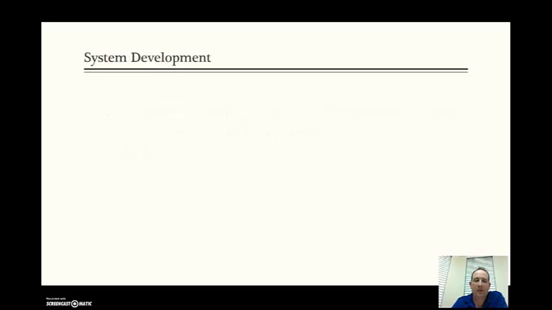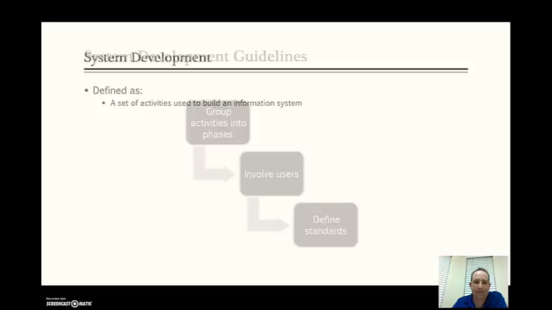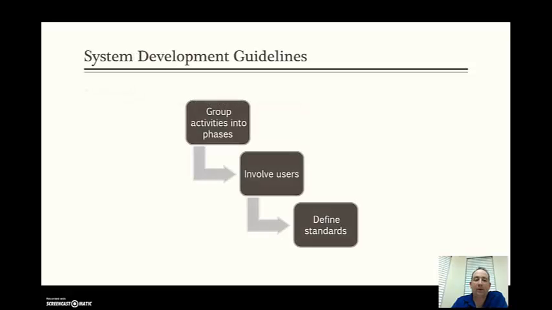So the definition of system development is a set of activities used to build an information system. There are typically three different guidelines to system development. The first one being to group the activities into phases. So this is just making sure that all of your similar tasks and activities are all grouped together, and you don't have them spread out throughout the life of the project.